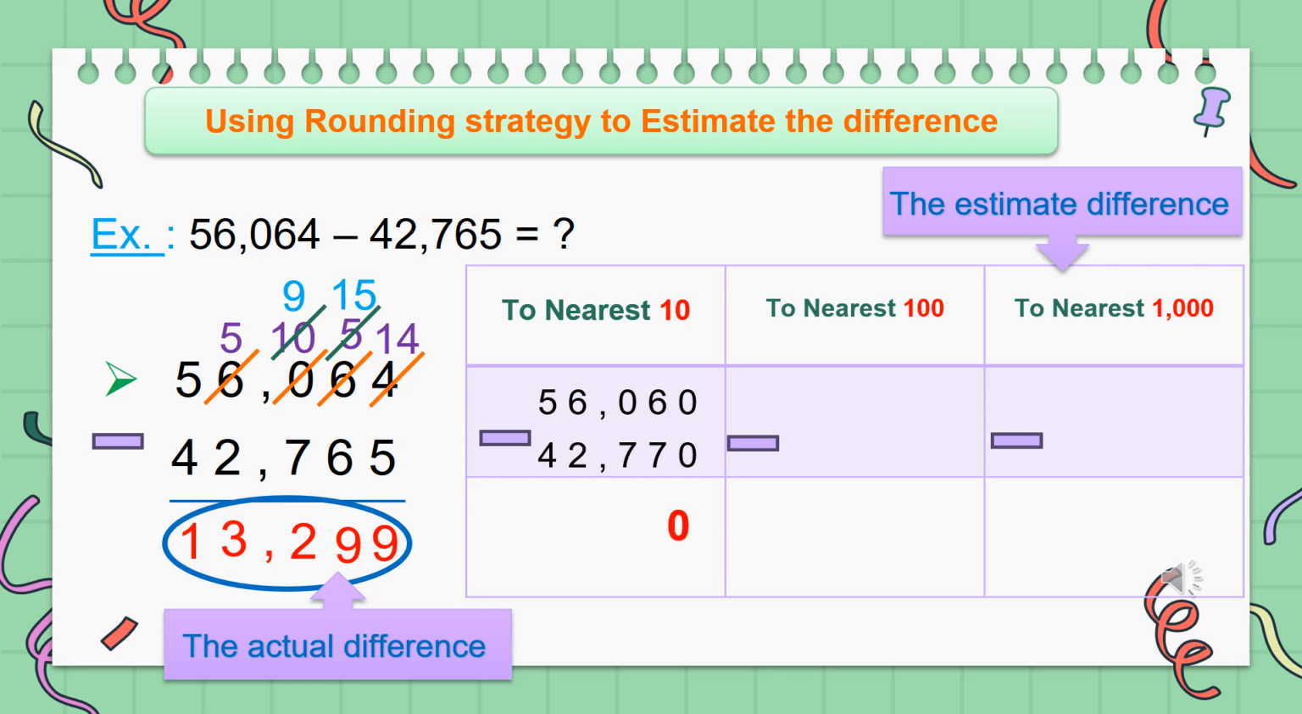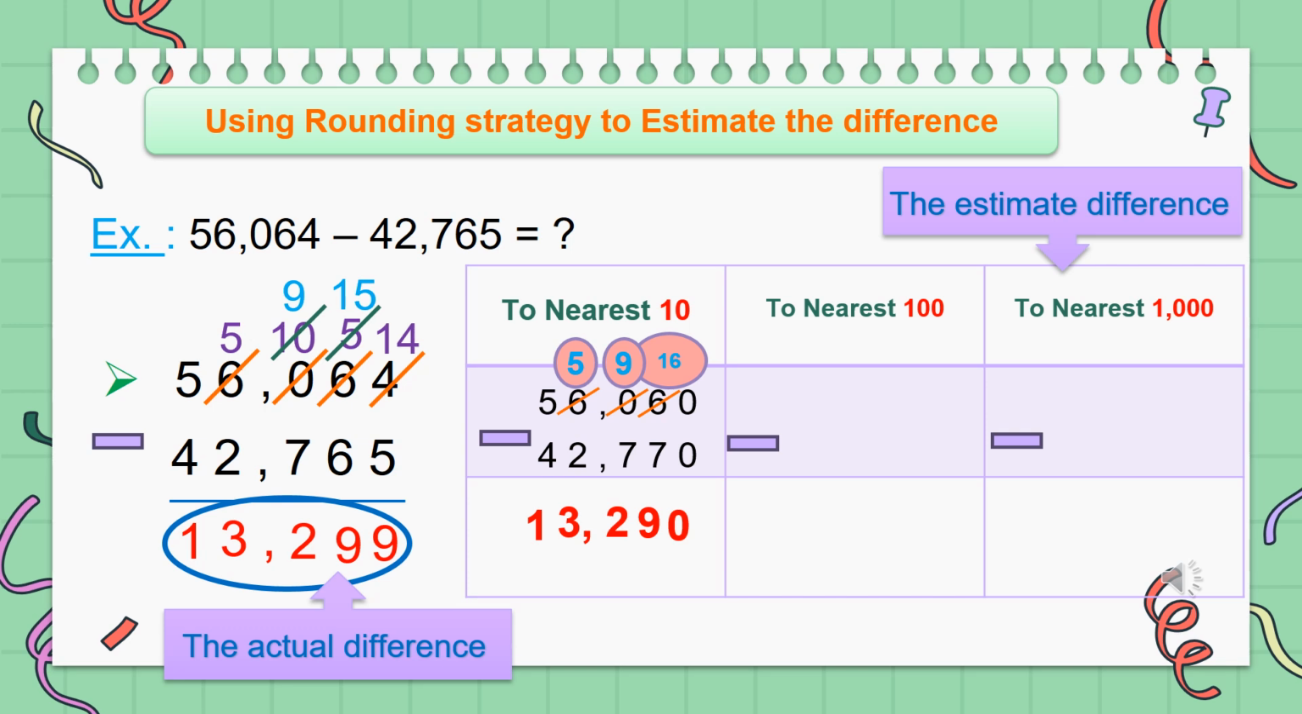So now we can subtract. 0 minus 0, 0. 6 minus 7, we can't. We go to the next door, 0, we can't take from it. So go to the next door, 6, we can take to be 5, and that 0 became 10. Then we take 1 from it to be 9, and that 6 became 16. Now we can make 16 minus 7 to be 9. Then 9 minus 7 equals 2. 5 minus 2 equals 3. 5 minus 4 equals 1. So the difference is 13,290.